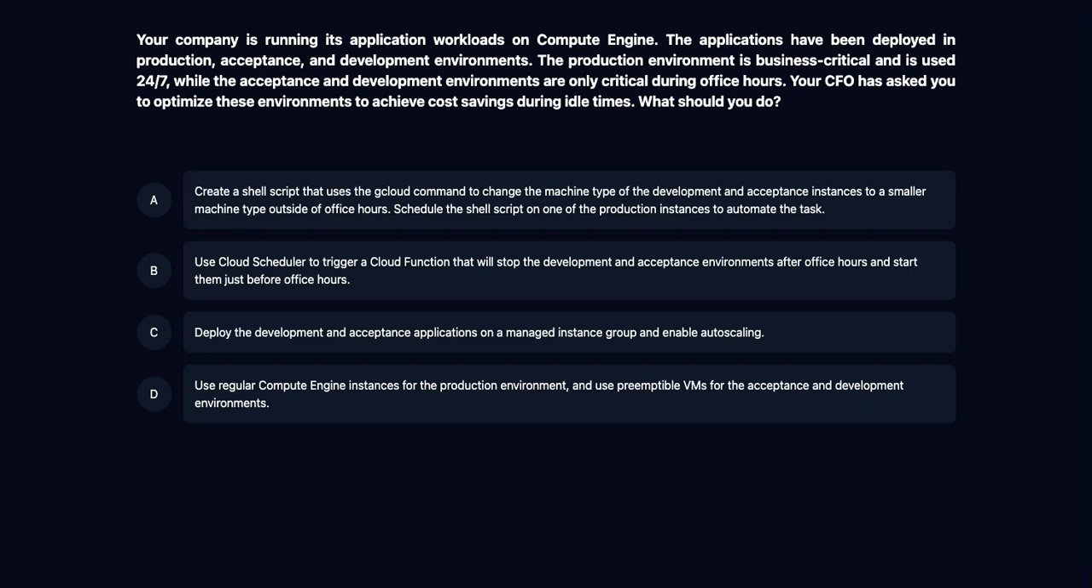Option C. Deploy the development and acceptance applications on a managed instance group and enable autoscaling. Option D. Use regular Compute Engine instances for the production environment and use preemptible VMs for the acceptance and development environments.